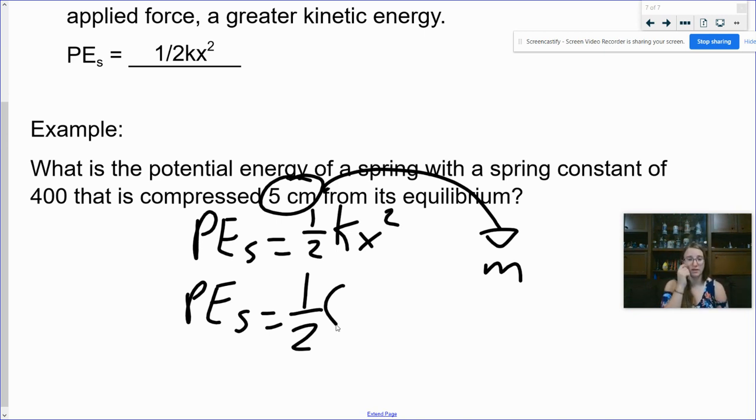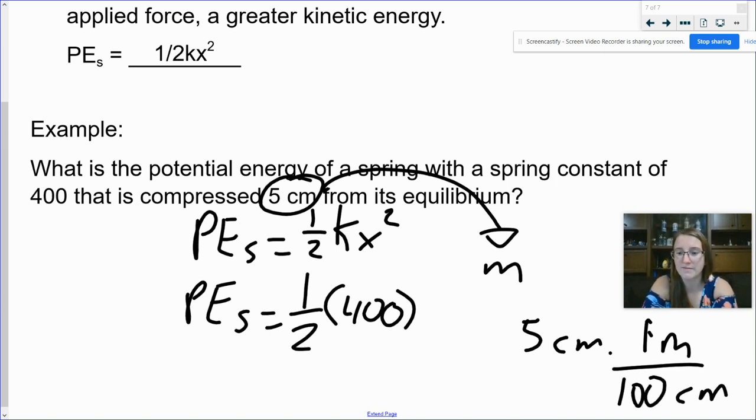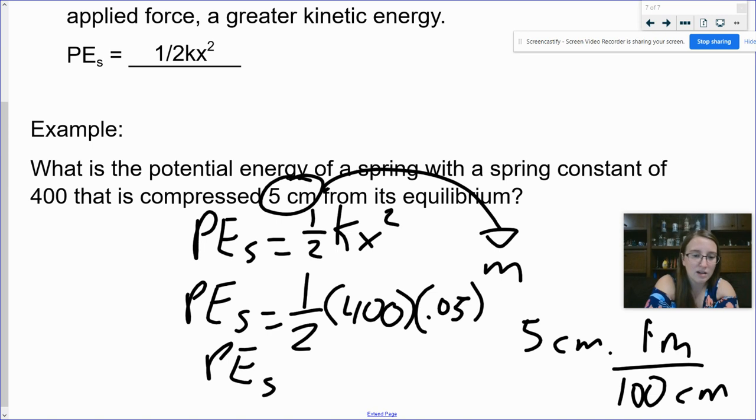There's your answer. Okay, so K is 400. So 5 centimeters to meters. Careful with this. In 1 meter, there are 100 centimeters. So 5 divided by 100, you should have gotten 0.05. So the potential energy of this spring is 200 times 0.05. What is that going to be? Like 10? That's correct. 10 joules.